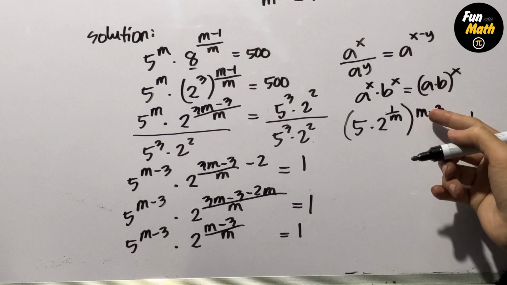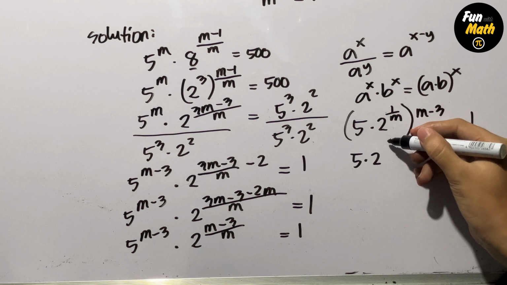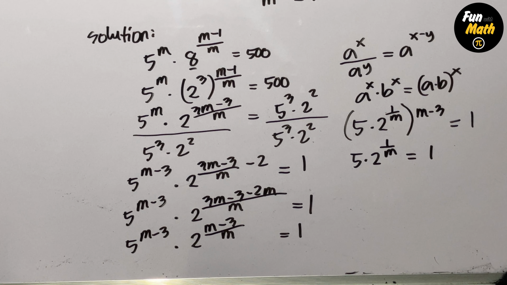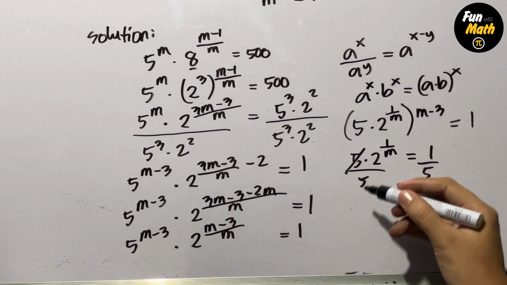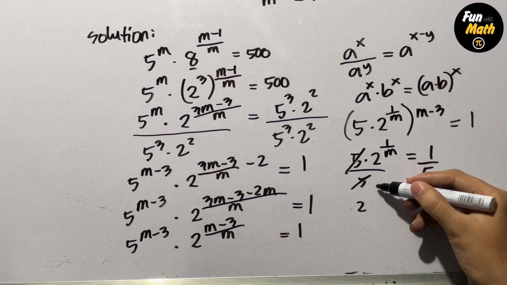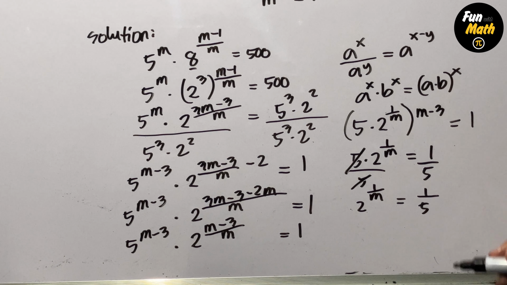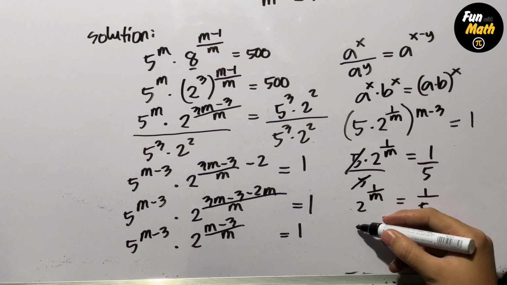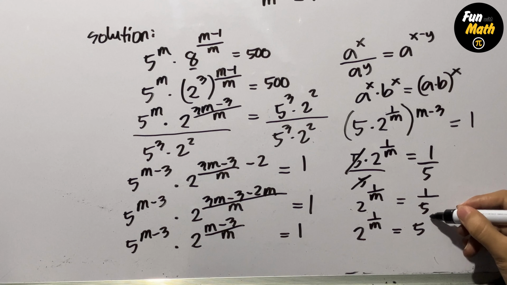Now next, since this is already a 0, we have 5 times 2 to the power of 1 over m equals 1. Now we can divide both sides by 5, so this can be cancelled. We're left with 2 to the power of 1 over m equals 1 over 5. Now for this 1 over 5, we can write it as 5 to the power of negative 1. So this is now 2 to the power of 1 over m equals 5 to the power of negative 1.